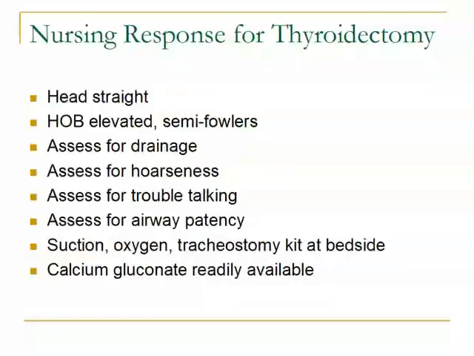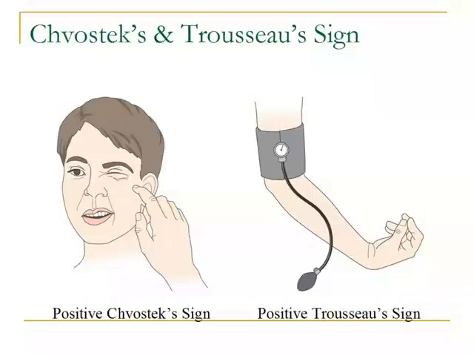Because these patients are at risk that the parathyroid glands could also be removed or have been damaged during the surgery, the patient's at risk for developing low calcium levels, so make sure that the patient has calcium gluconate readily available in an IV form in case the patient would need it. There are a couple of signs to look for to see if that patient would have low calcium levels. These are a couple quick assessments that you can actually do at the patient's bedside.